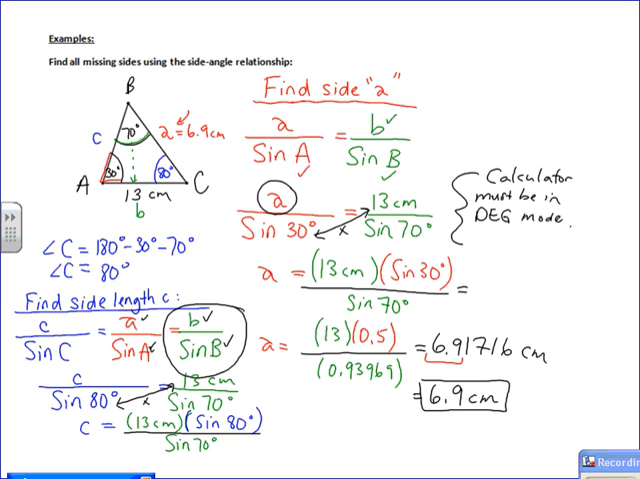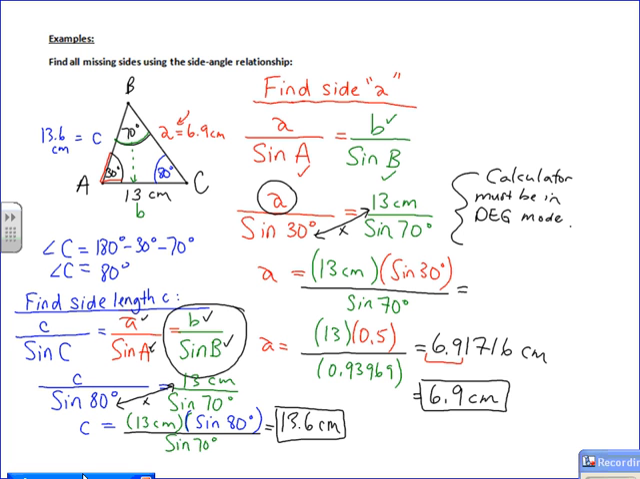And my answer here, I can do this in one step in my calculator. My answer is going to come out to 13.6 if I leave it to one decimal place. And there is my side length C, 13.6. So I can come back up to my diagram and fill that in. C is equal to 13.6 centimeters.